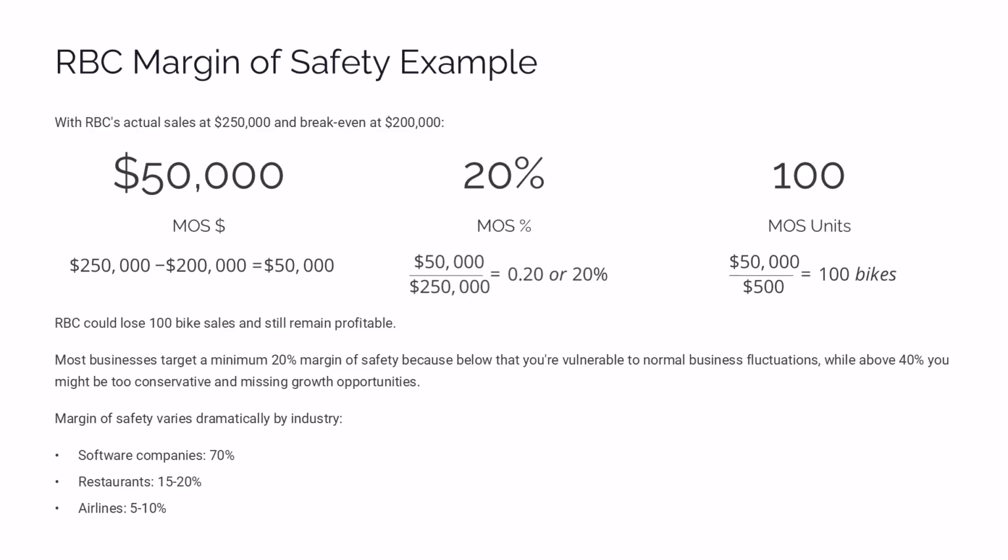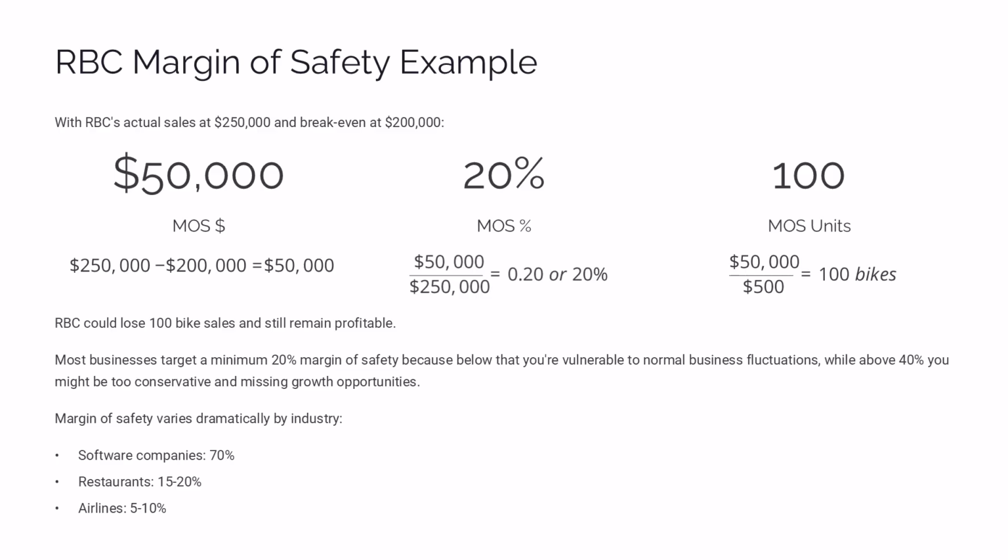With RBC's actual sales at $250,000 and break even at $200,000, MOS equals $250,000 minus $200,000 equals $50,000. MOS percent equals $50,000 divided by $250,000 equals 0.20 or 20%, and converting to units, MOS units equals $50,000 divided by $500 equals 100 bikes, meaning RBC could lose 100 bike sales and still remain profitable.